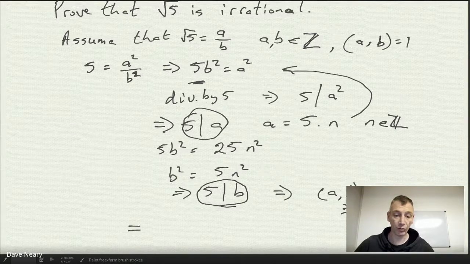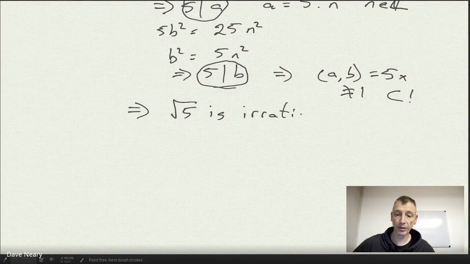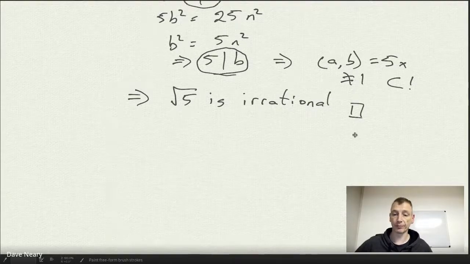So the only assumption that we made, that we were not sure was true or not, is this one, that the square root of 5 is equal to a over b. So we've just shown that the square root of 5 is irrational. And that completes the proof.